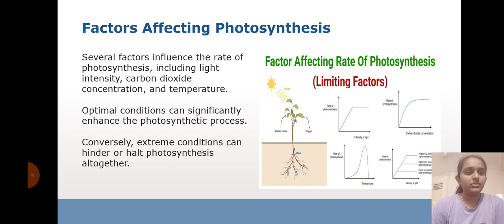Factors affecting photosynthesis. Several factors influence the rate of photosynthesis, including light intensity, carbon dioxide concentration, and temperature. Optimal conditions can significantly enhance the photosynthetic process. Conversely, extreme conditions can hinder or halt photosynthesis altogether.